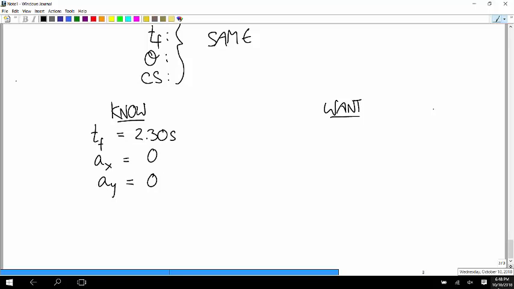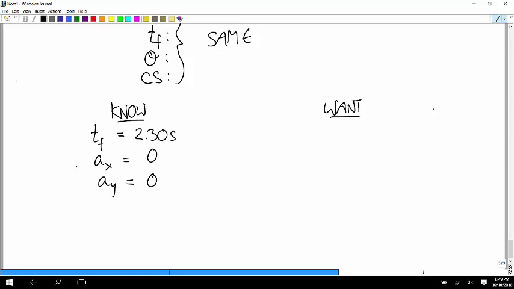What would you get if you said that AX was equal to 0 and AY was equal to negative 9.81, like in free fall? How much lower would that say the helicopter was in 2.3 seconds? 30 meters, because if both of these things were in free fall, the helicopter and the object would just hit the ground at the same instant.